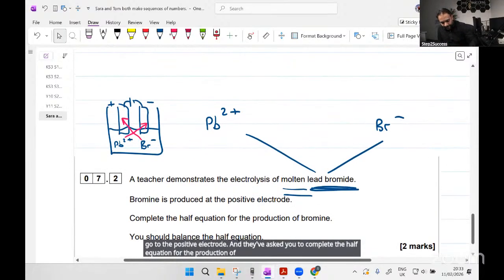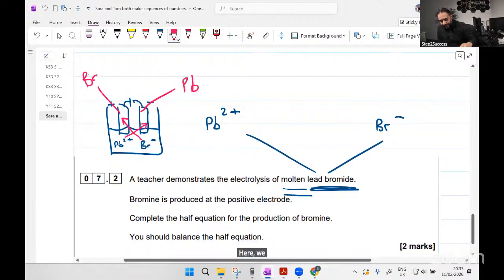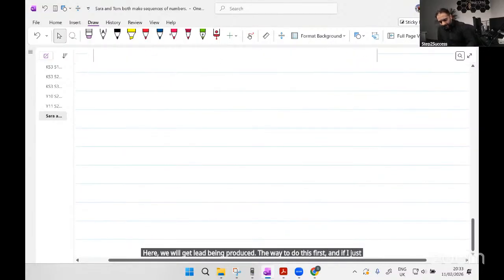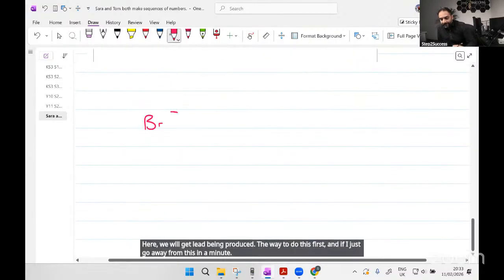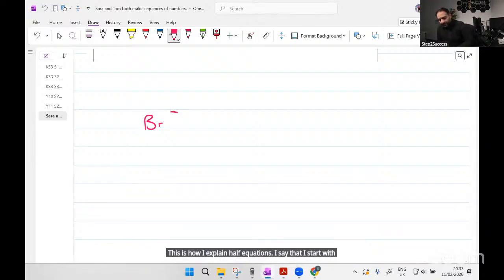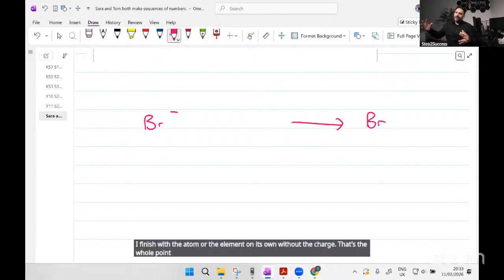So what's going to happen here is that we will get bromine being produced. Here we will get lead being produced. The way to do this first is how I explain half equations. I say that I start with this ion and finish with the atom or the element on its own without the charge. That's the whole point. We're doing ionic bonding in reverse.